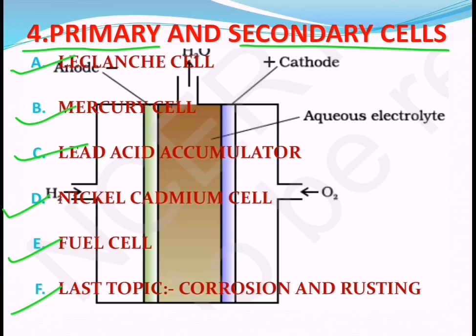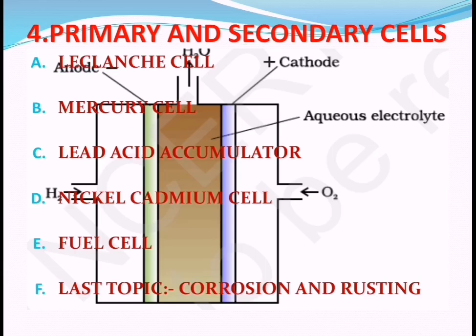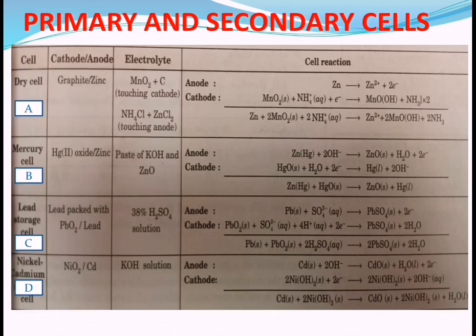And the last topic of the lesson is corrosion and rusting. Let's consider one by one. Here the role of students is more because these are the cramming type topics. You have to learn them by heart. Okay, the primary and secondary cells.